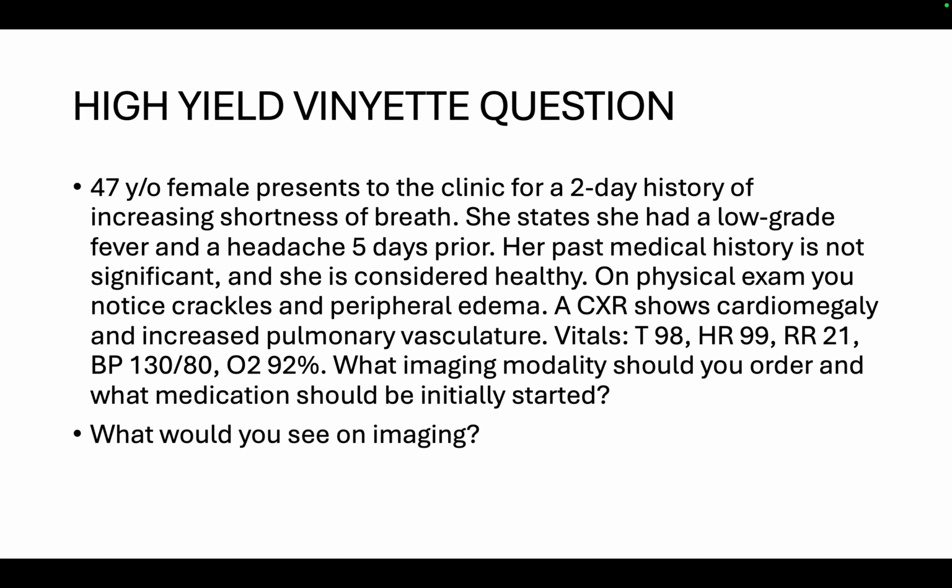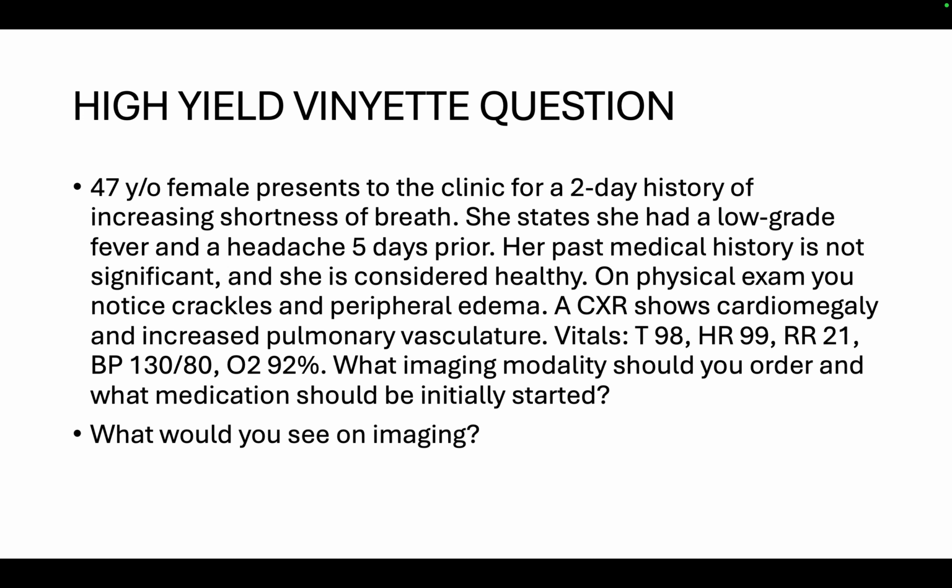Vitals: temperature is 98, heart rate 99, respirations are 21, a little tachypneic. BP is 130 over 80, and O2 is 92%. So she is borderline hypoxic. What imaging modality should you order to confirm your diagnosis, and what medication should be initially started?